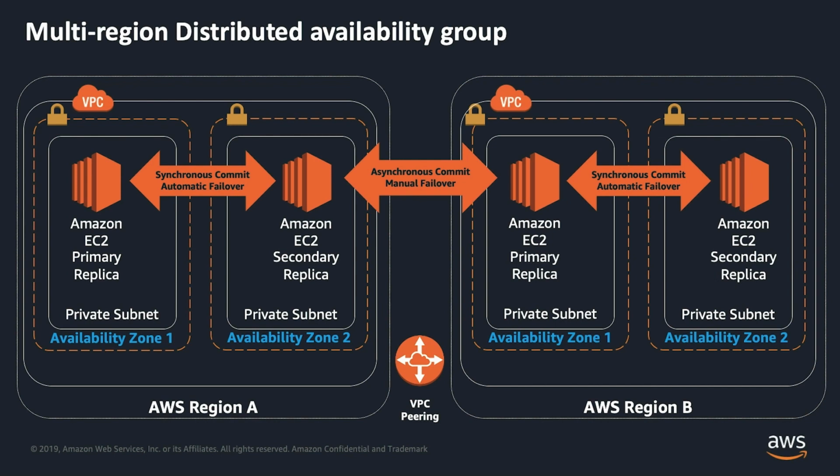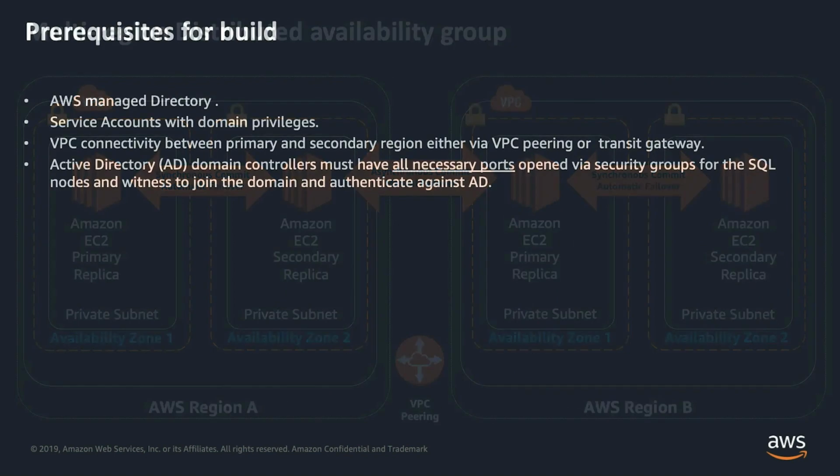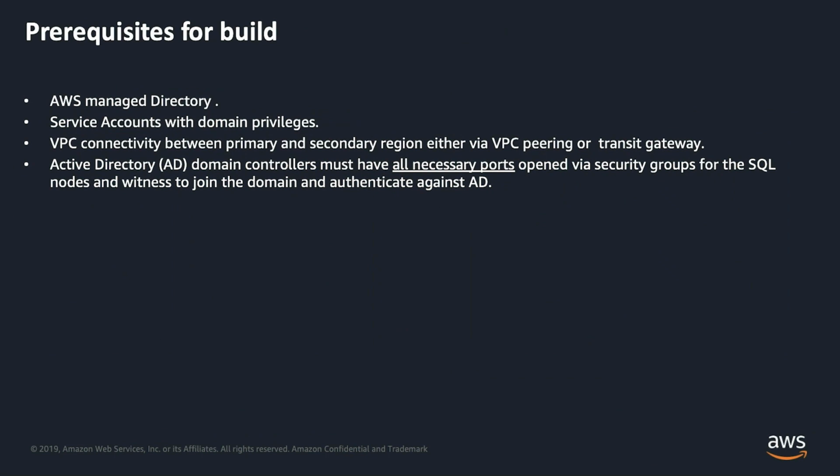So today, what we're going to cover in the demo is a multi-region Always On availability group with the replica synchronous committing in one region and asynchronous in the other region. So let's go over it. What are the prerequisites before we start to build? We need an AWS managed directory. We need service accounts with domain privileges. We need your VPCs between the primary and second region connected with either VPC peering or transit gateway.